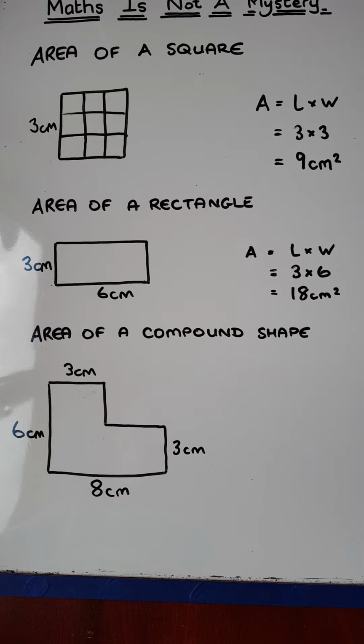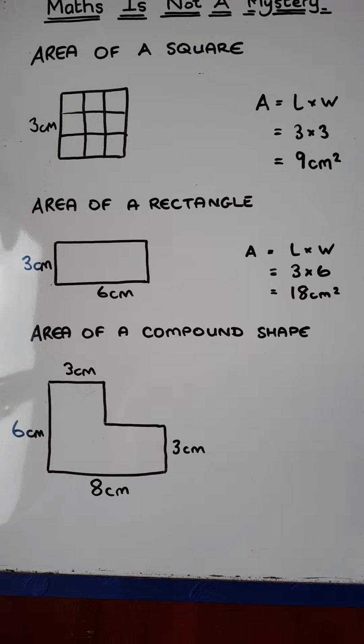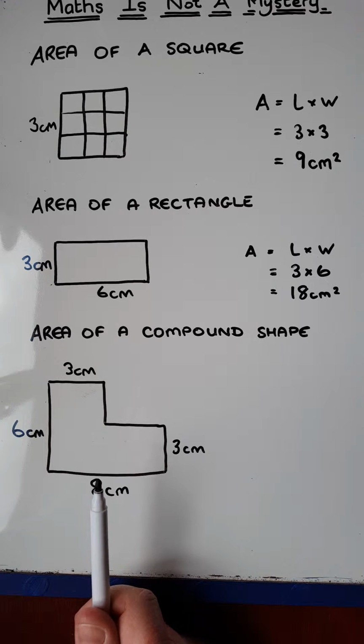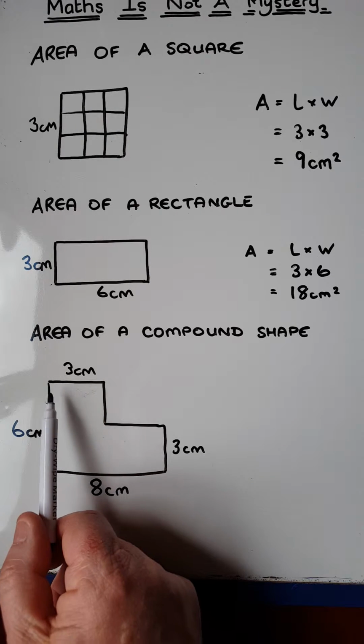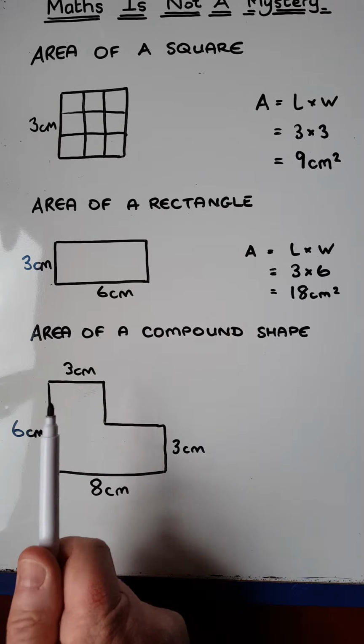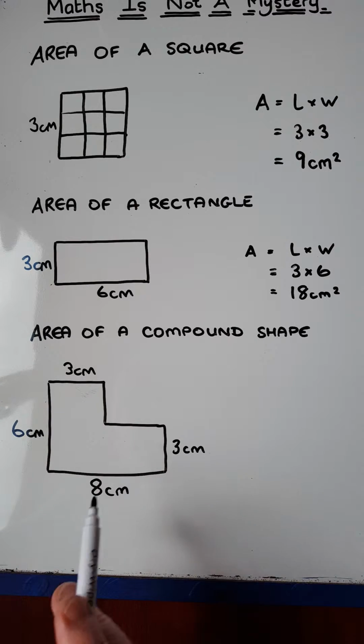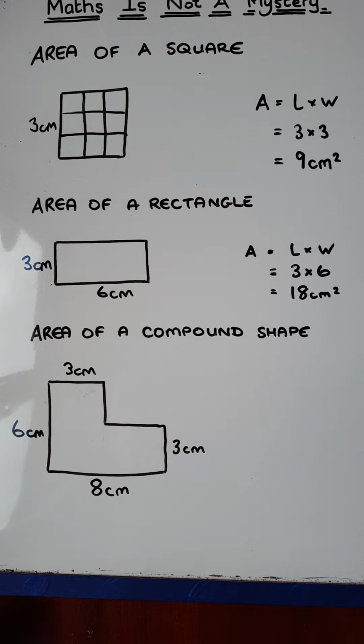Now the first thing that's very important to notice is that we don't have measurements everywhere. Now never ever guess, and also never ever measure. In the exams it will tell you that the shape is not drawn to scale. If you were to get a ruler and measure this, it would not be 3 centimetres. So believe what the numbers say. So it might be necessary to work out what these missing sides are.